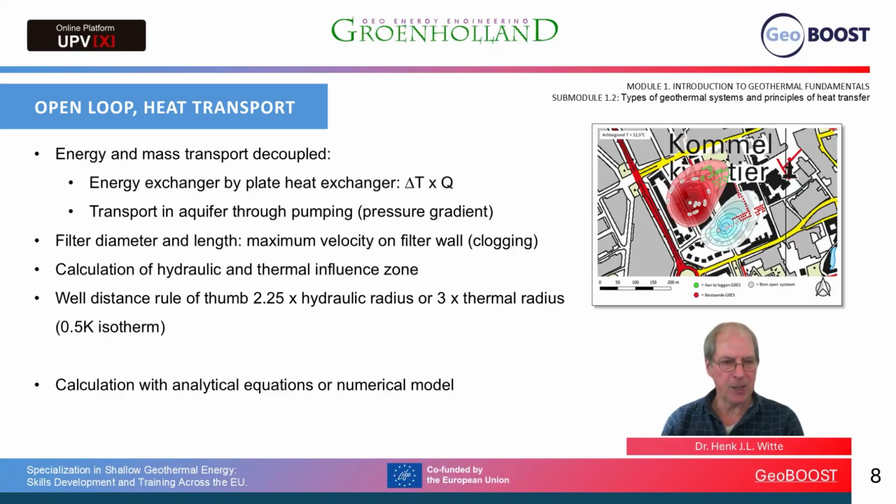A rule of thumb is that we would like to have a distance of at least 2.25 times the hydraulic radius or 3 times the thermal radius of the well. And the thermal radius is usually taken as the 0.5 degree temperature change line, or the 0.5 degrees isotherm. These calculations can be done with either an analytical or a numerical model.